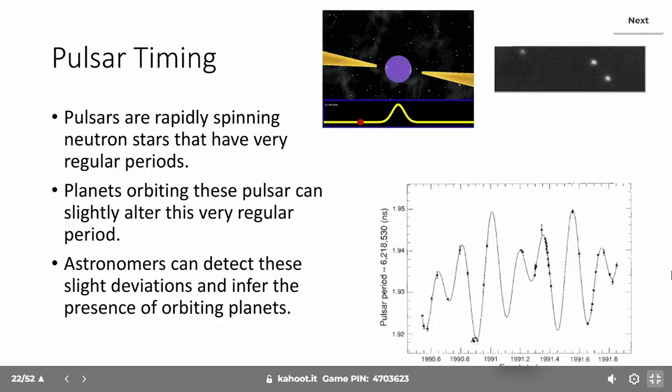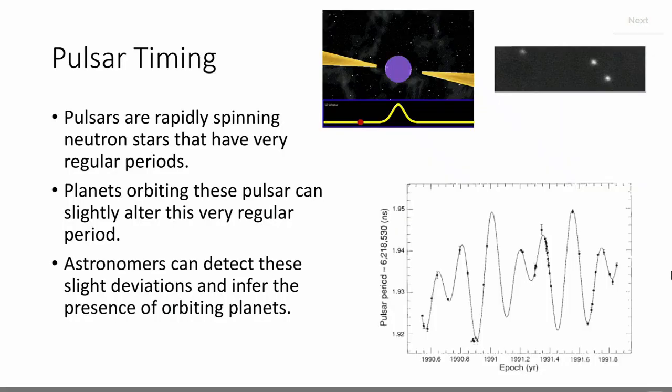Another technique, and this was the first technique that was used to find an exoplanet, is pulsar timing. So pulsars are rapidly spinning neutron stars. We'll talk about neutron stars a bit later in the semester, but they emit light in a very narrow beam, and they're rotating very quickly.